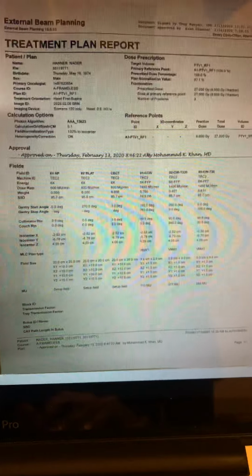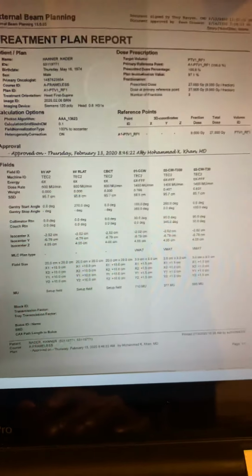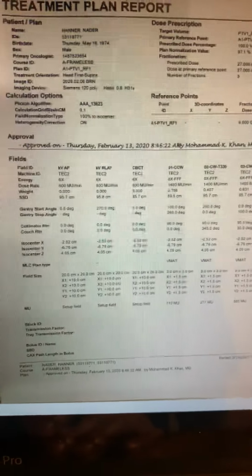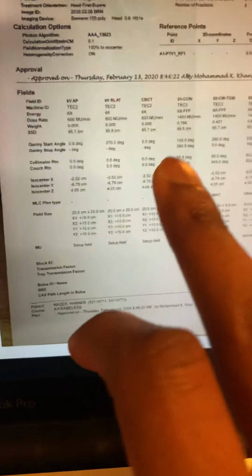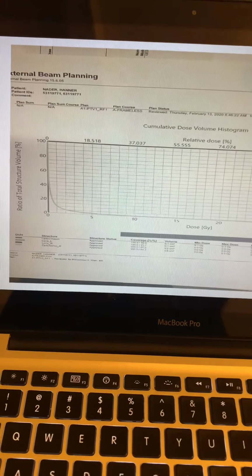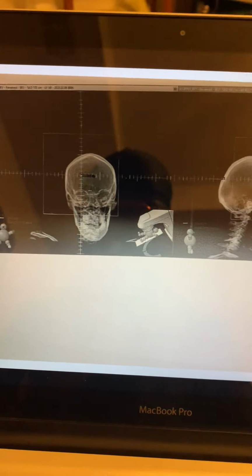And his treatment plan report. And he has, let's see, 1, 2, 3 fields. He had 3 fields. And this is a picture of his DVH. And also his anatomical pictures.